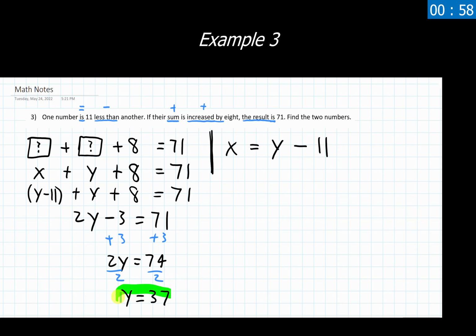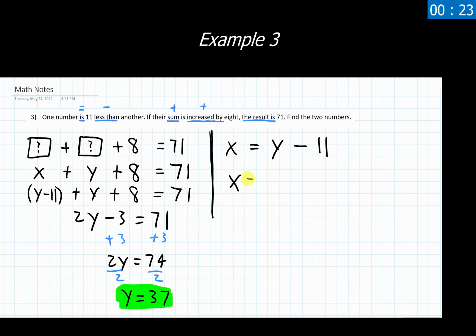So fantastic. We have one of our two numbers. We are told to find the two numbers. We have one of them. We have our y value, but now I need to find out what is x. We have two choices here. We can either plug this y back into this equation and then solve for x, or we can plug this 37 into this equation that we have right here, and this is going to tell us x also. Let's use this one on the right just for the sake of seeing a different way of writing this out.